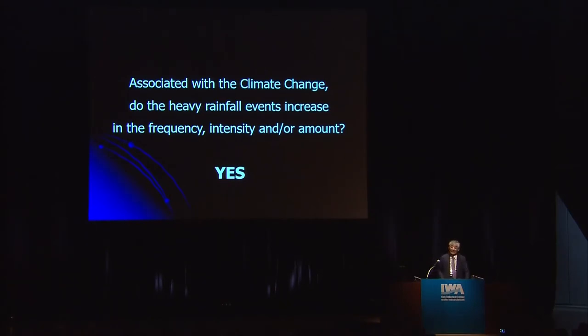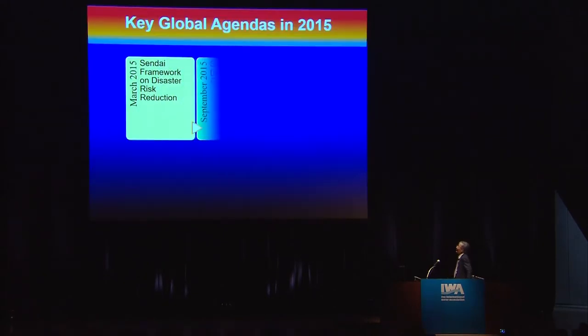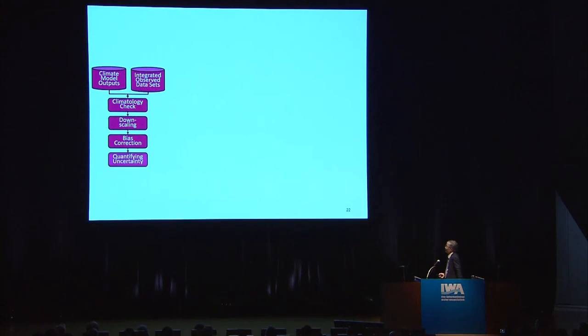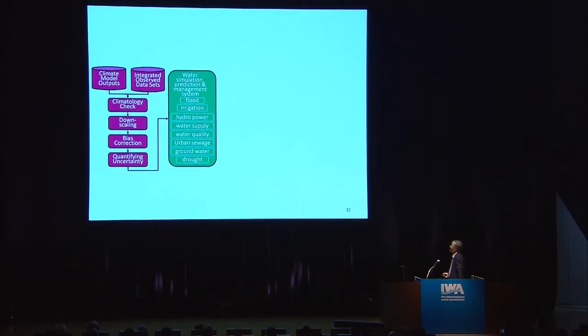So this is our current situation. How can we address this issue? In 2015, in addition to the Sustainable Development Goals, we agreed on the Paris Agreement in December and the Sendai Framework for Disaster Risk Reduction in March. At this moment, concerted action among these three is requested. With regard to climate change and water-related disasters, for contributing to sustainable development, we need to analyze the climate model output: downscaling, bias correction, and quantifying the uncertainty. The output is used as the input into hydrological models, to assess the change in extreme events and regime shift.